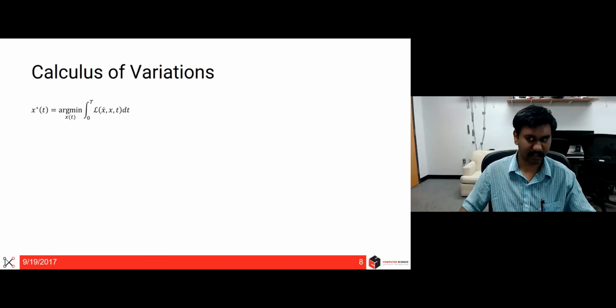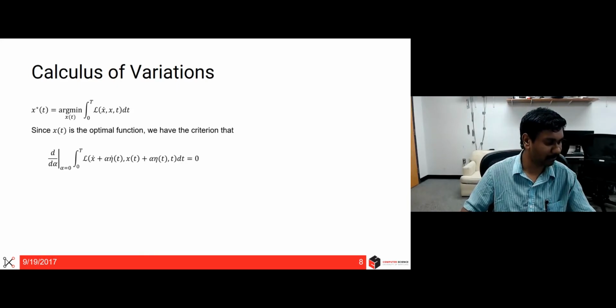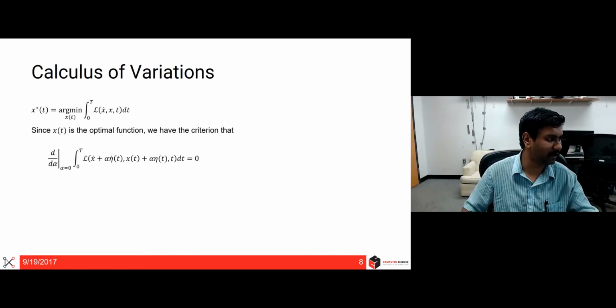So let's move on. Again, this is the same equation from the previous slide. Since we know that x of t or x star of t is the optimal function, we have the criterion such that d by d alpha at alpha equal to 0 of this whole thing would be basically 0. Pause this video if you don't understand this. Take a moment to soak in why this is so. All this is saying is we just took the derivative of it and equated it to 0 like any optimal function would be. This is sort of like the necessary condition for something to be an optimal function.